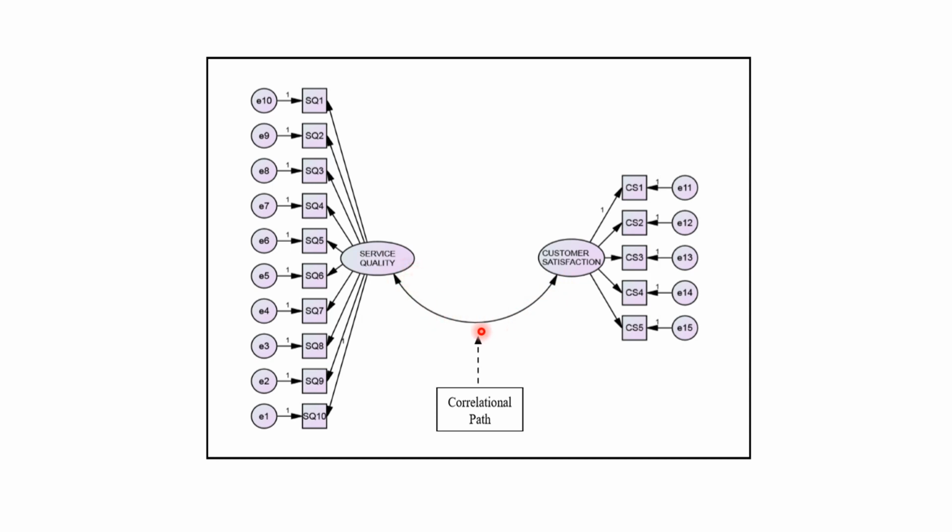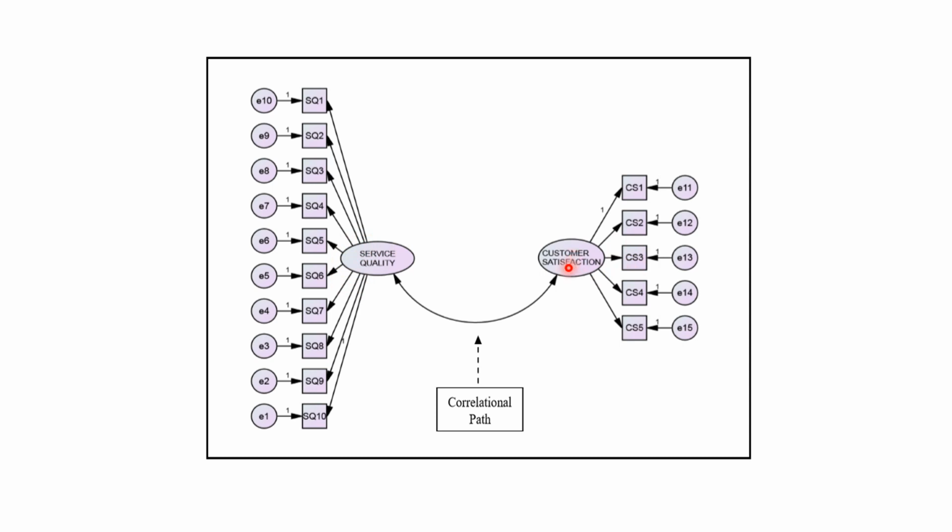We can run a CFA analysis. Whenever we see such a curved bi-headed arrow, we know it's a confirmatory factor analysis. We will run a CFA to see whether these SQ1 to SQ10 items actually load onto service quality. And when we say load on, that is, does the software actually confirm that this is the factor structure?